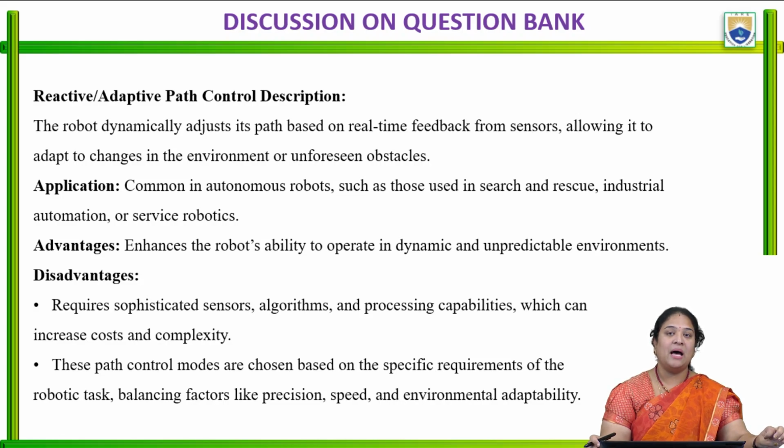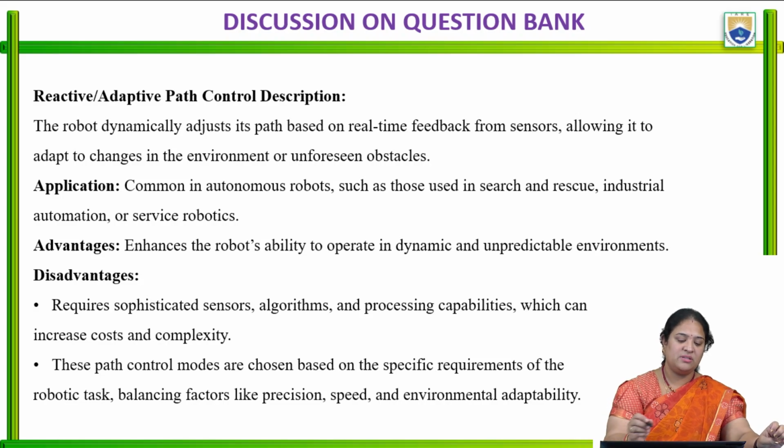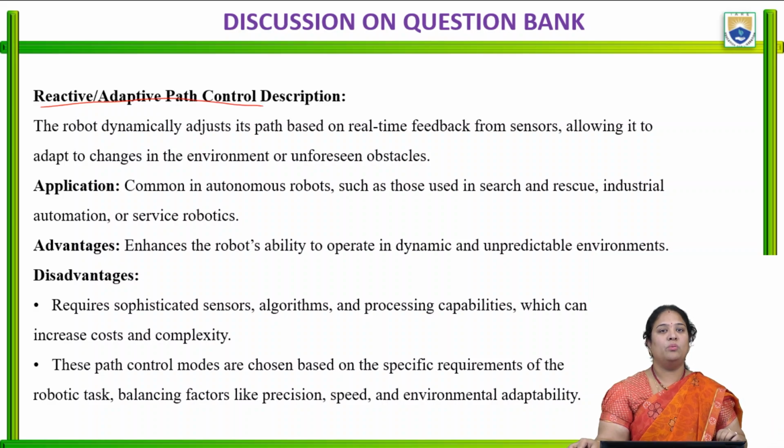The best example of the reactive path control system is the autonomous robots, such as those used in search and rescue operations, or the robots used for service robotics, or the robots used in industrial automation. There we use this type of reactive path control system. Generally, the robots used in industrial automation or in any sort of rescue operations or service robotics use the adaptive path control type of system.